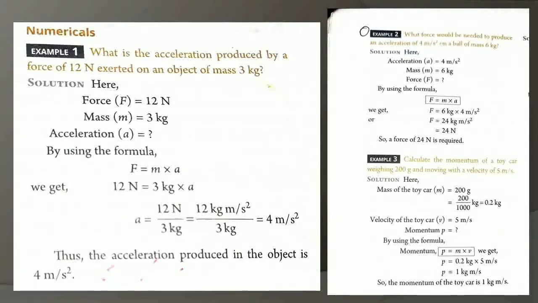As we know, the formula of momentum is p = m v. Momentum is the product of mass and velocity. So in this formula we have to put the given values. p is equal to, what is the value of mass? It is 0.2 kilogram. And what is the value of the velocity? It is 5 meter per second. So we get the value of the momentum p as 1 kilogram meter per second. So the momentum of the given toy car is 1 kilogram meter per second.